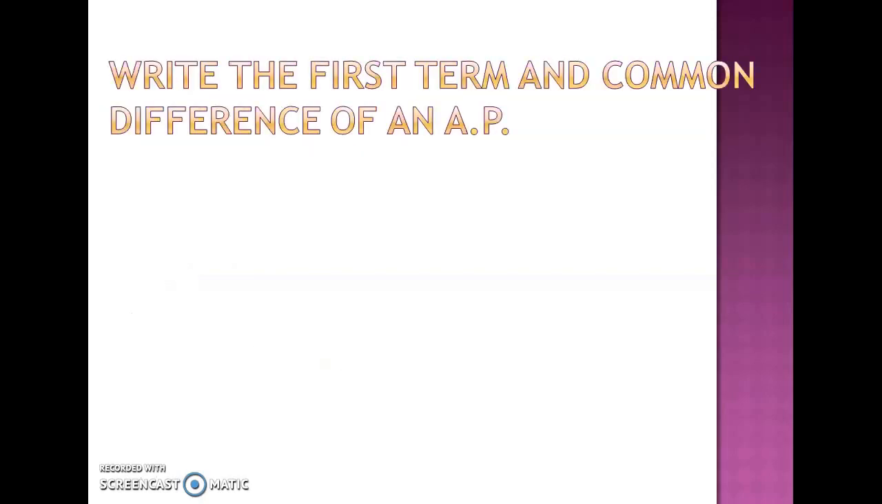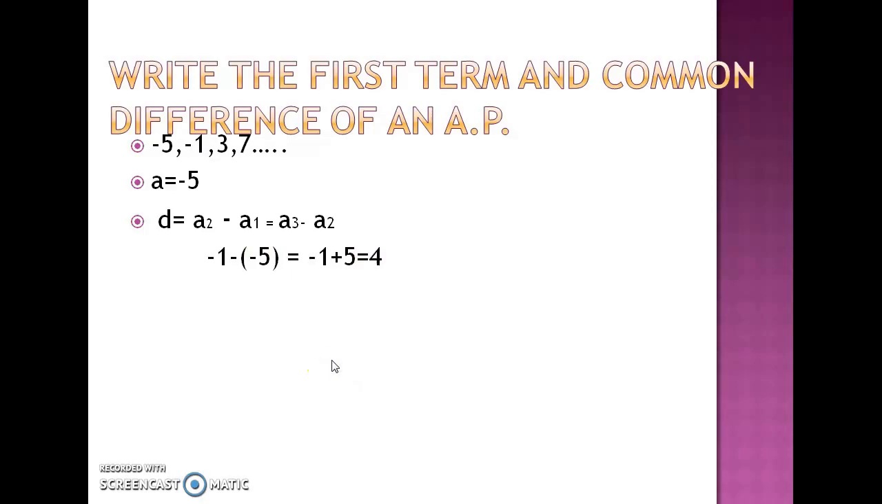One more question. Write the first term and common difference of an AP: minus 5, minus 1, 3 and 7, etc. A means first term, that is minus 5, and we should find the common difference D by subtracting minus 5 from minus 1.